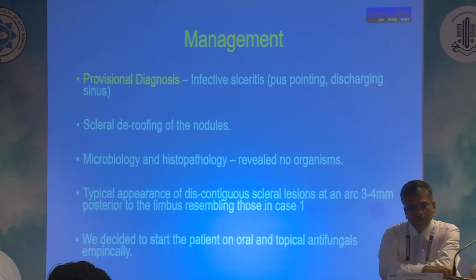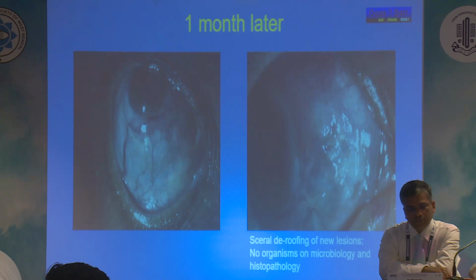But because the lesions were so similar to the case that we had seen before, and they were appearing in a discontiguous manner 4 mm posterior to the limbus, we decided to start this patient on empirical antifungals. The patient was lost to follow-up, but continued to use the medications, and a month later, the nodules inferiorly had healed with thinning, but new scleral abscesses had formed nasally.